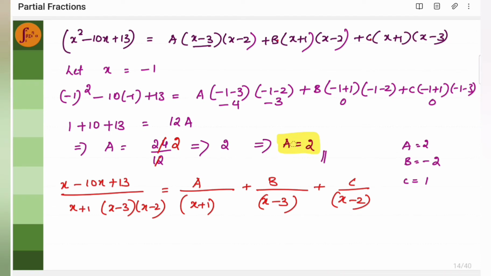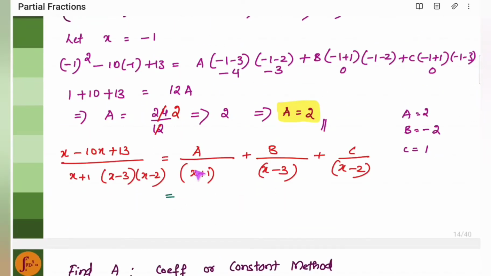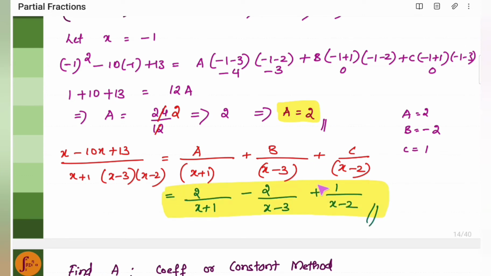Now that we have got all the values of a, b and c, we'll take the original expression where we had split it in terms of a, b and c and substitute the values of a, b and c. So on substituting, we'll get a is equal to 2 by x plus 1, b is equal to minus 2 by x minus 3, c is equal to 1 plus 1 by x minus 2. So here we have got the partial fraction.